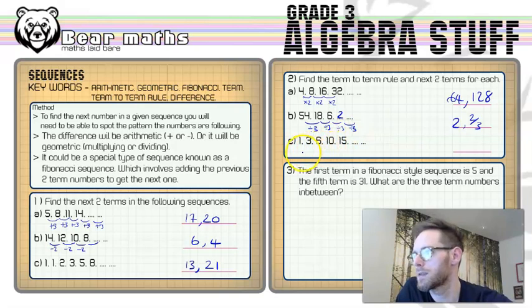Now in C, we've got 1, 3, 6, 10, 15. This is another special type of sequence, actually, that I've included here. Let's find the difference between each of these.